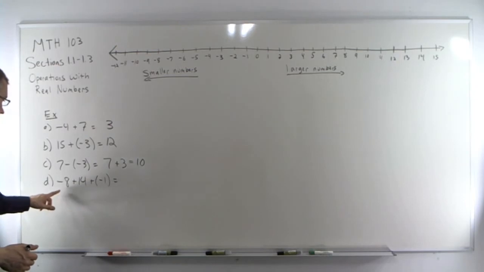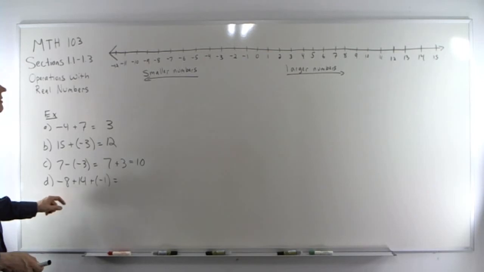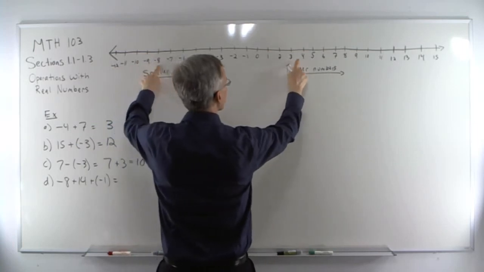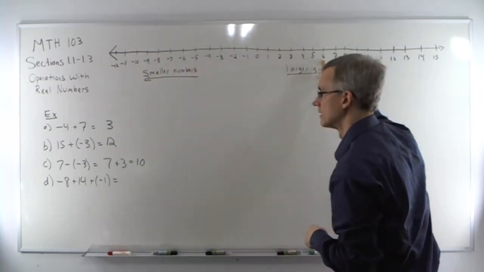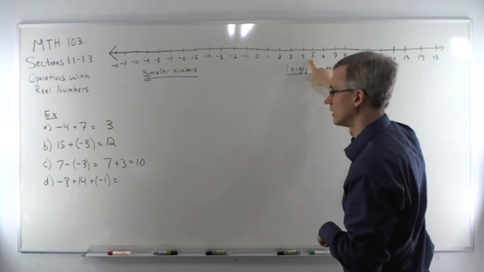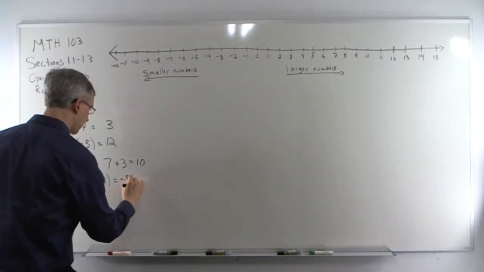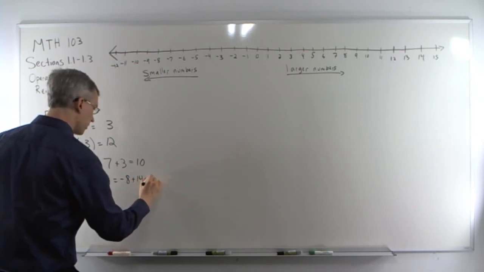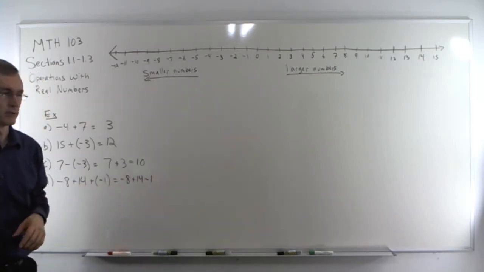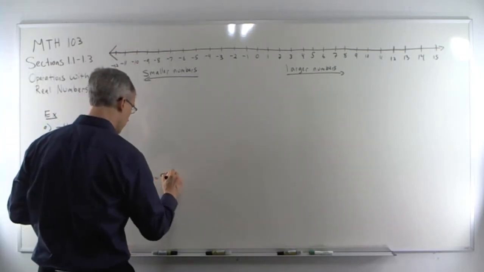Part D, you got negative 8 plus 14 plus a negative 1. So we're starting at negative 8. And we're going to add 14. So there's 8, 9, 10, 11, 12, 13, 14. That gets us up to 6. And then plus negative 1. Since we're adding a negative, we're going to go back 1. And we're going to end up at 5. Another way of writing this is negative 8 plus 14 minus 1. You can always rewrite adding a negative as simply subtraction. All right, so negative 8 plus 14 minus 1, and we get 5.